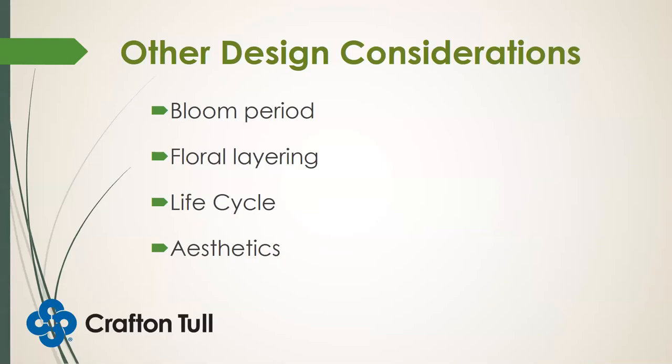Floral layering. Some species are going to be taller than others. So if you have a rain garden, you might keep the tall ones towards the center of the rain garden, short ones towards the edges, so nothing's being blocked out.